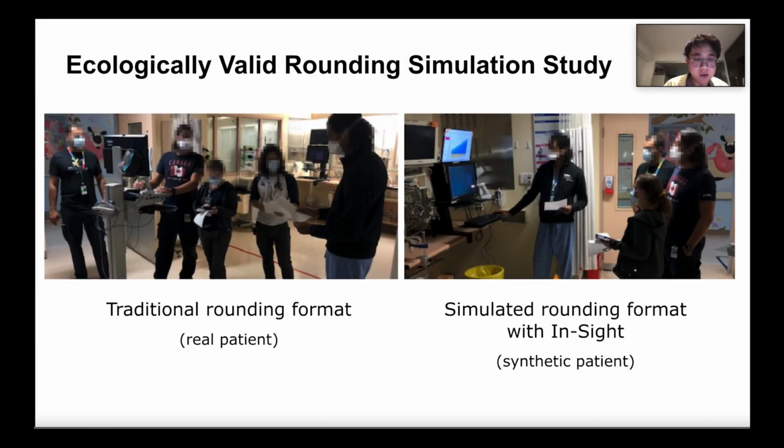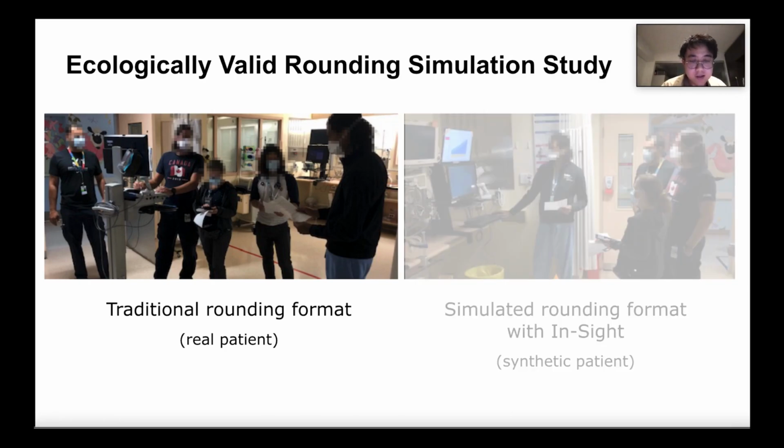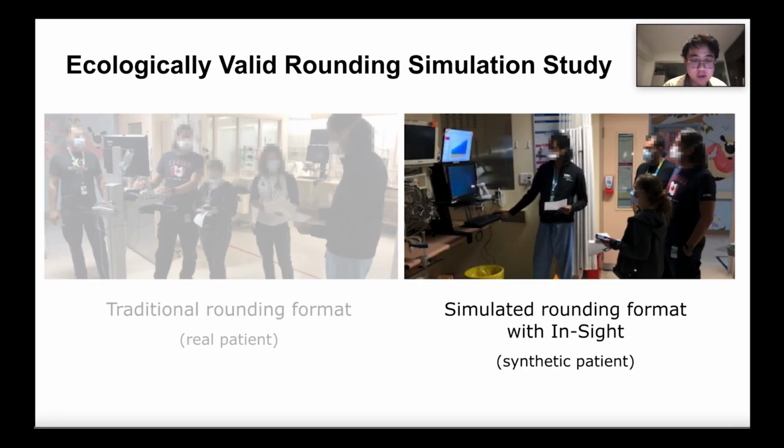Our formative study was conducted at the point of care by intended users during daily bedside patient rounds. Two separate groups participated. Each performed an assessment of a real patient using the traditional format and a simulated rounding of a synthetic patient using Insight.